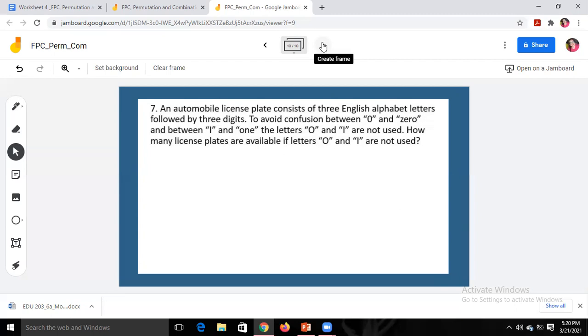So sa license plate natin, mauuna yung first three letters, and followed by digits or numbers. Okay, so ibig sabihin, pag sa letters, may 24 choices tayo. Alisin natin yung O sa I. So dito sa first letter, 24. What about the second letter? Okay, sa license plate po kasi, pwedeng maulit, di ba, sa mga license. Hindi naman siya different letters. So pwedeng maulit. So you still have 24 choices.